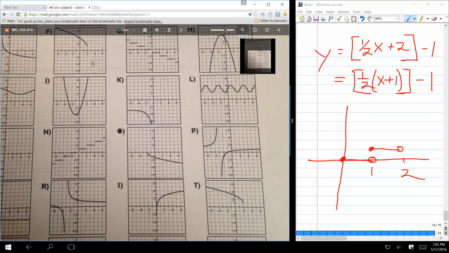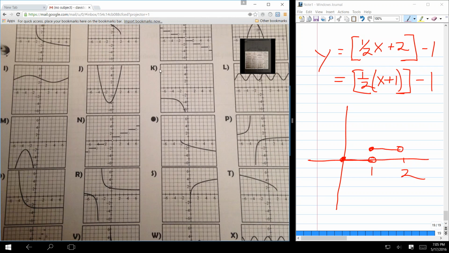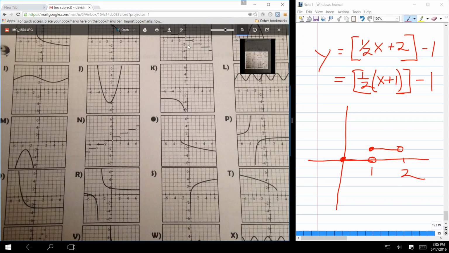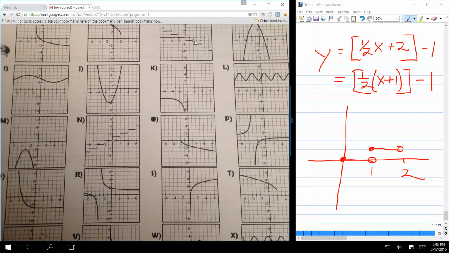Well, when you say G is flipped, what do you mean? The open arrow is to the right, so it's not flipped over the Y. The function is negative, but it's decreasing. So it has to be N. Yeah, you're right. Now plug in a point for X and let's see.